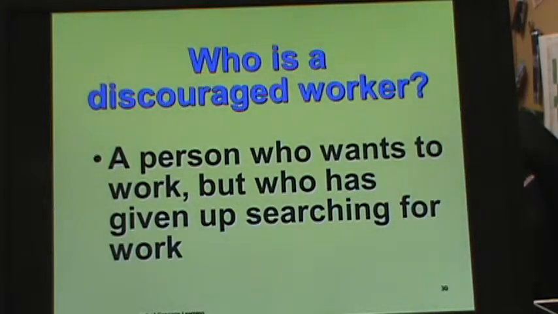A discouraged worker isn't necessarily an unhappy worker, but a person who wants to work but who has given up searching for work. So if they're not actively seeking, they're technically not unemployed, but they're considered a discouraged worker. And unemployment mainly consists of these.